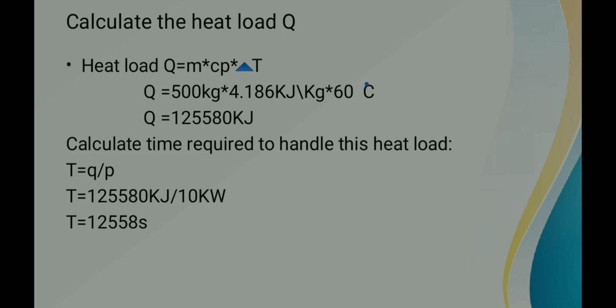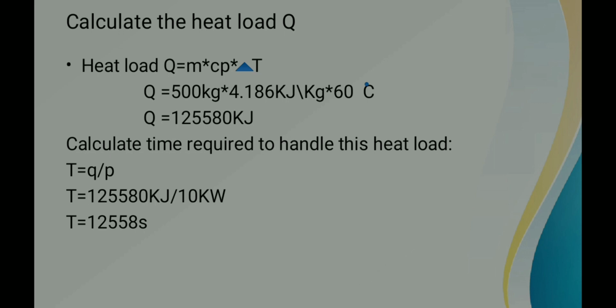Our final conclusion of this problem is that we have a cylindrical vessel that contains 500 liters of water. That water is at 20 degrees Celsius, which is our initial temperature, and we need a final temperature of 80 degrees Celsius. So we got the heat load, which is 125,580 kilojoules, and we got the time, which is 12,558 seconds. So within that time, we can reach 80 degrees Celsius.